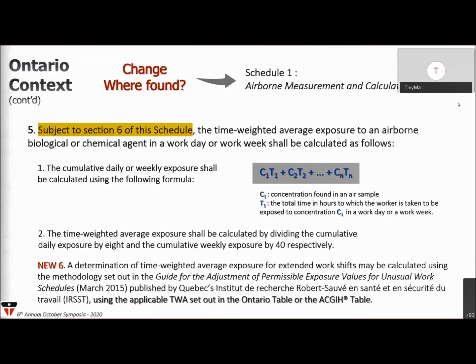And then the legislation works, if the OEL for the substance is found in that table, that is the OEL that's applicable. And if not, you look to the ACGIH handbook for the year that's cited in legislation. And that's why it says the applicable TWA set out in the Ontario table or the ACGIH table. As I mentioned earlier, we do have an online table that will list all OELs applicable to Ontario workplaces, and that's found on the OEL landing page on our website.